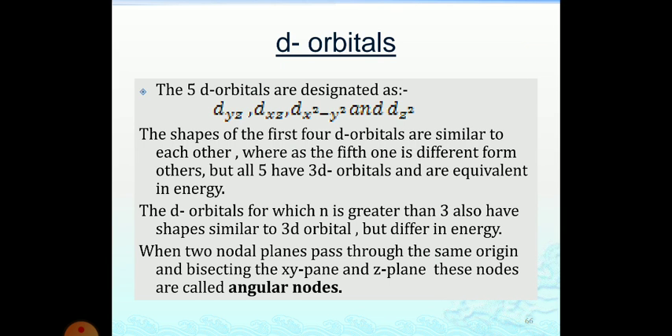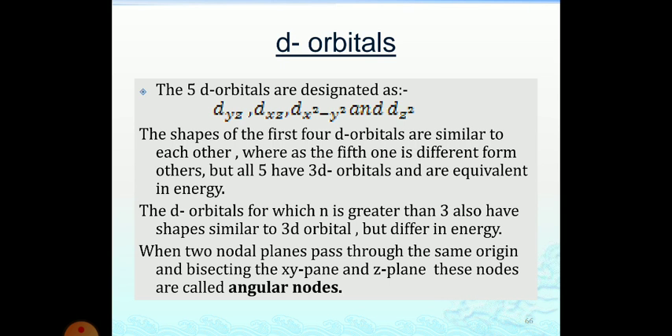The shapes of the first four d orbitals are similar to each other, whereas the fifth one is different from the others. But all 3d orbitals are of equivalent energy. The d orbitals for which n is greater than 3 also have shapes similar to the 3d orbitals but differ in energy.